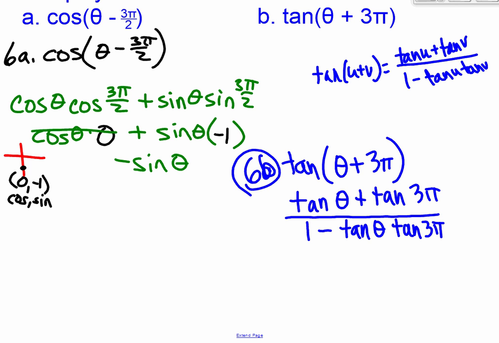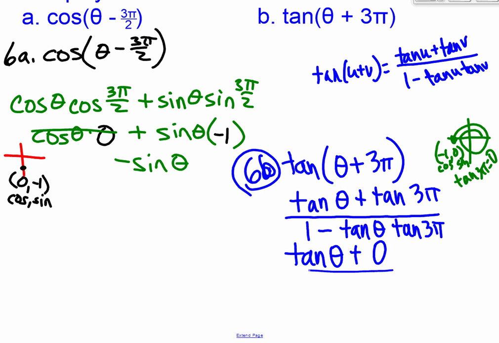The way I think about this is at 3 pi, if I start here, pi, 2 pi, 3 pi, I can end up right there, and that point is -1, 0. This is cosine, that is sine, and so tangent is sine over cosine, so 0 over -1 is what? 0. So the tangent of 3 pi is 0. As we go, I'll put that in: tangent theta plus 0 over 1 minus tangent theta times 0.